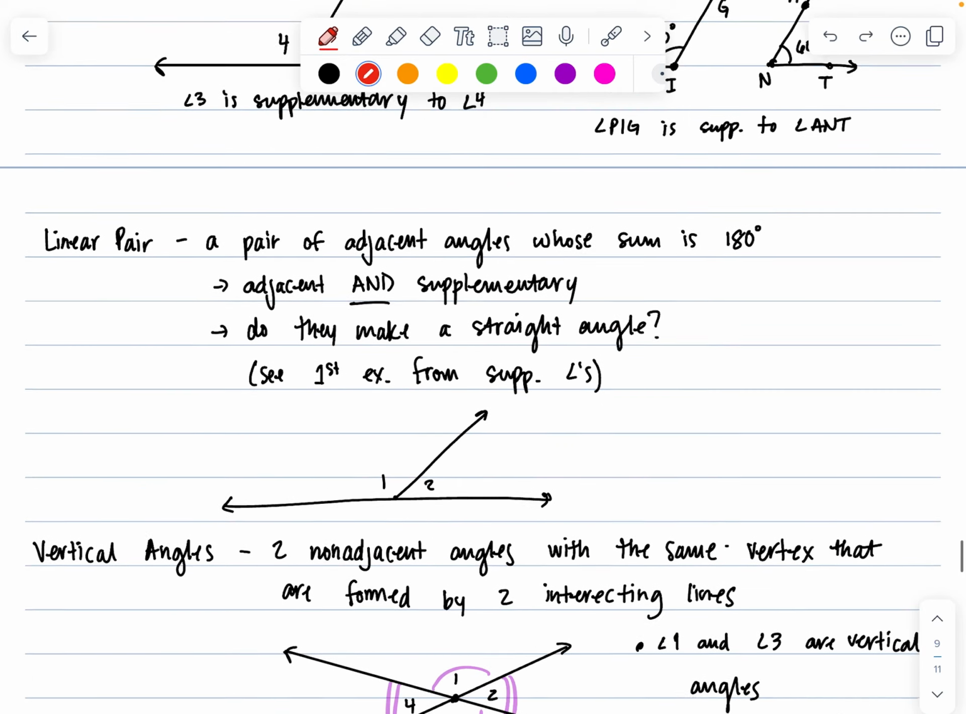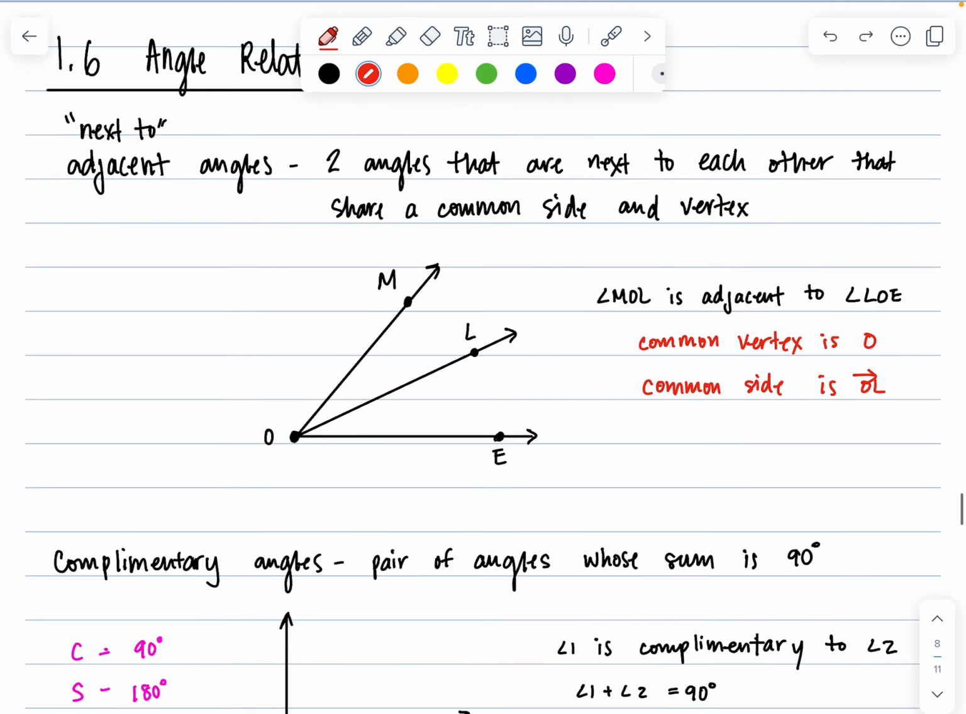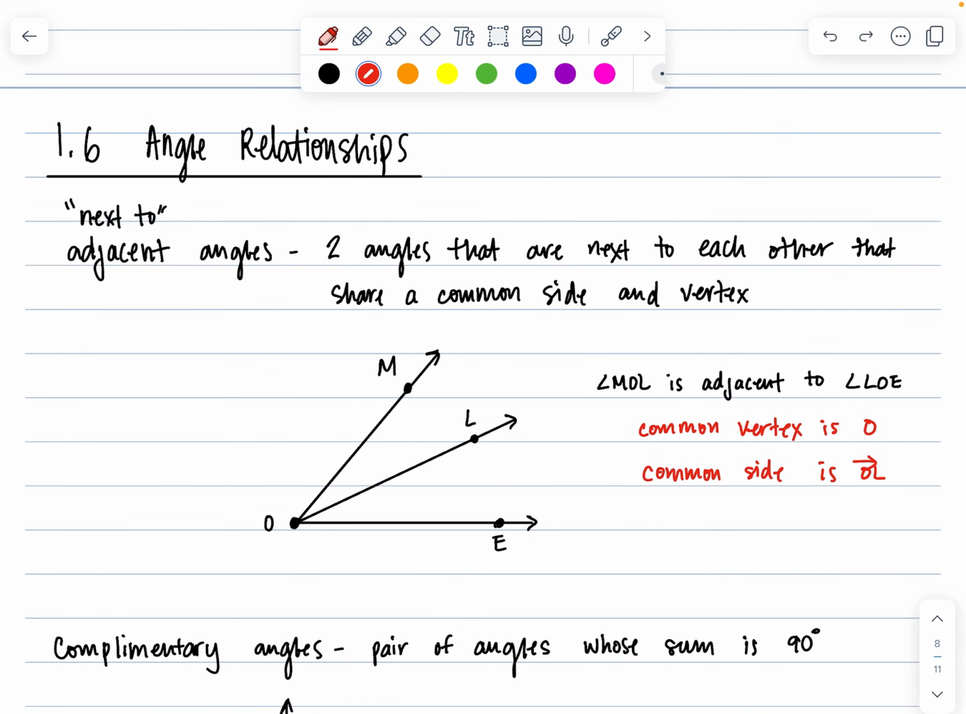All right, so a whole bunch of definitions. Make sure we know these. We could use these fluently. And if you do have any questions, please let me know. We'll get a ton of practice with these. And I'll see you in the next one.